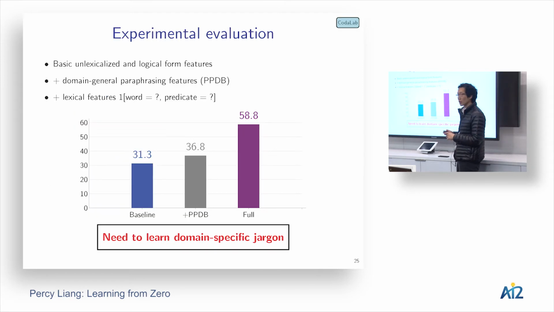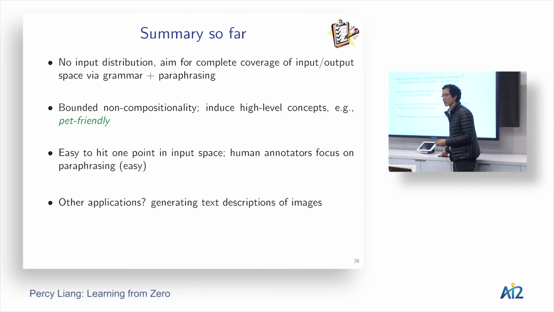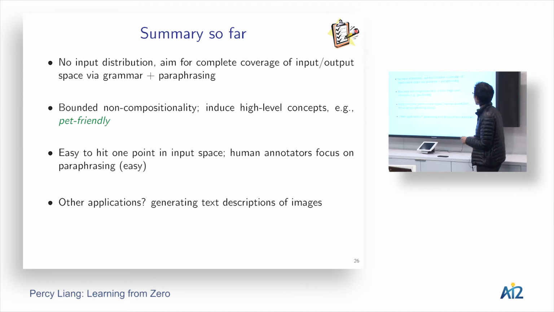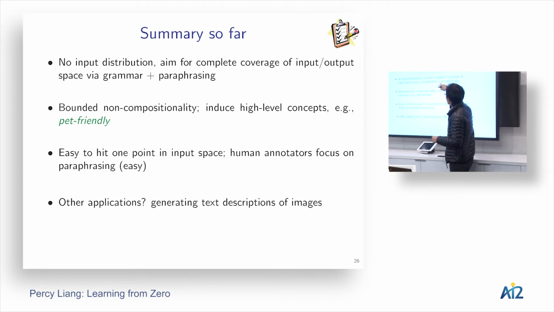Okay, so let me summarize this section since I have bounded time and I have two other things to get through. The main issue is that we don't have an input distribution to start out with, so we basically try to cover the space using this grammar plus paraphrasing.